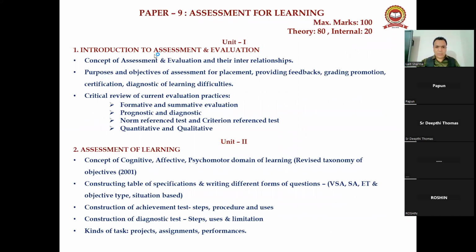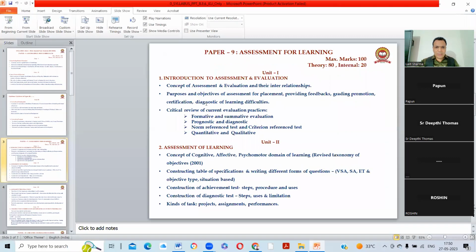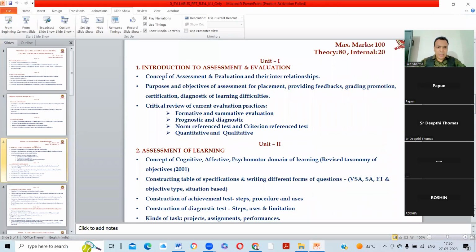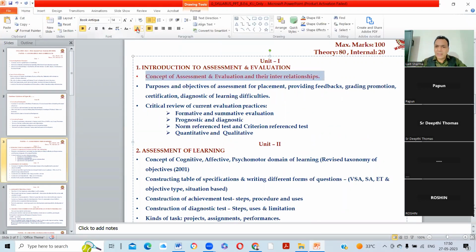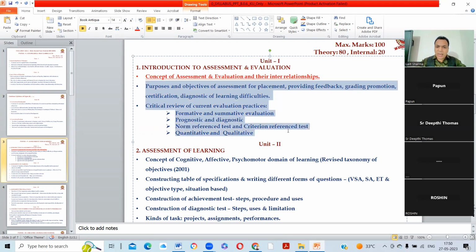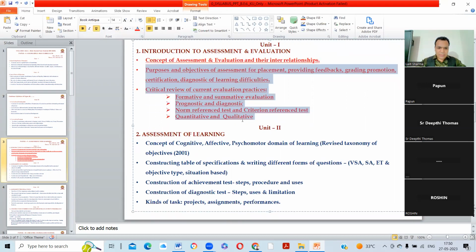Okay, so guys, ये देखो जरा. Okay, so from this now you can see that, ये देखो, concept of assessment and evaluations and their interrelationships. Today we'll discuss, so that's why I have shaded, right? Today we'll discuss this part. Then purpose and objective of assessment, placement, diagnostic, formative, prognostic, norm reference test, criterion reference test, quantitative, qualitative, ये सारा हम आज करेंगे, राइट? तो ये आपका यहाँ से फिनिश हो गया.